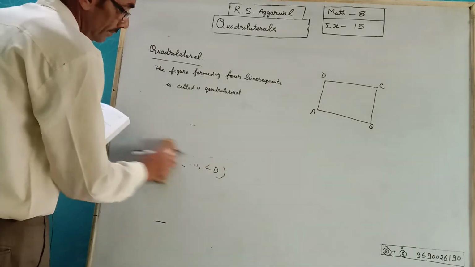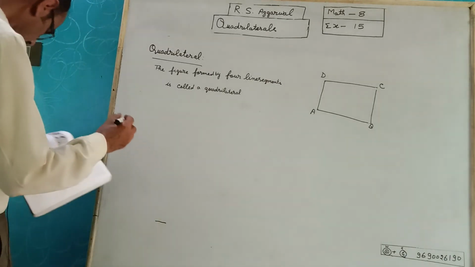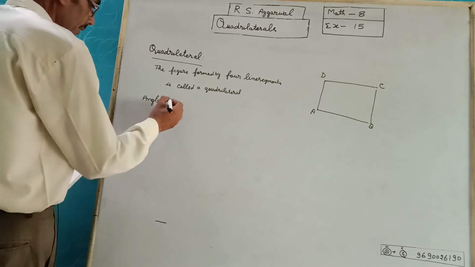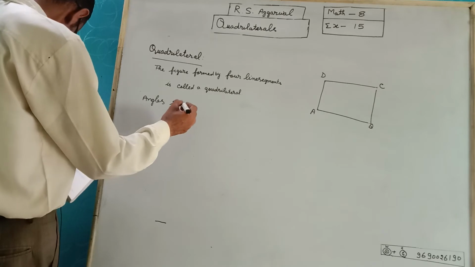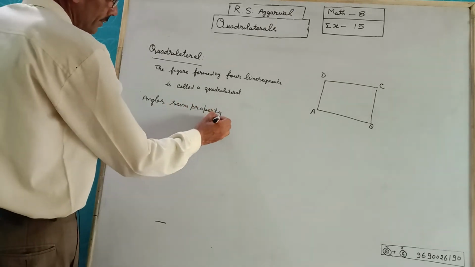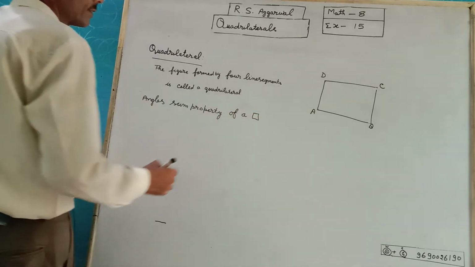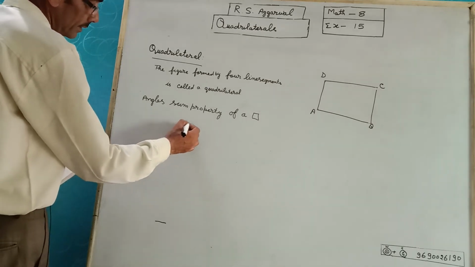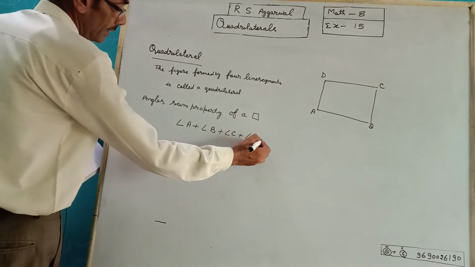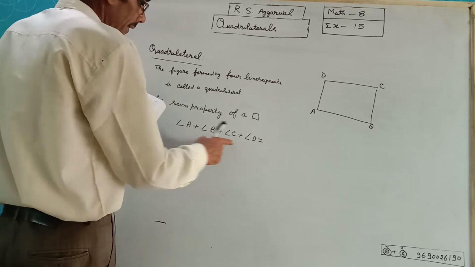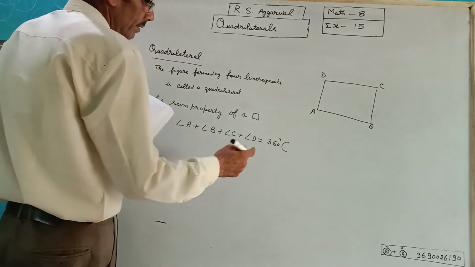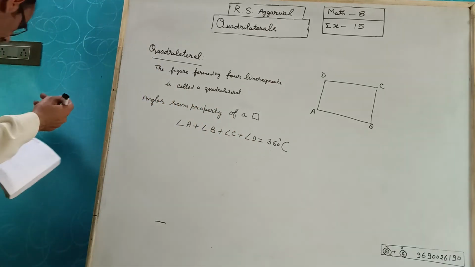Angle sum property of a quadrilateral. Angle A plus angle B plus angle C plus angle D, the sum of all interior angles of a quadrilateral, is 360 degrees. You can call it four right angles.